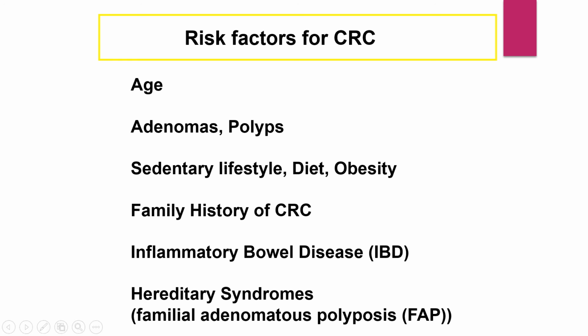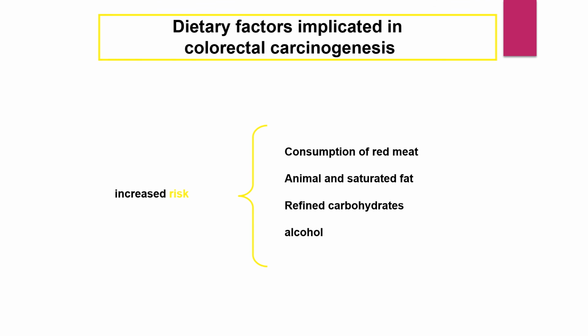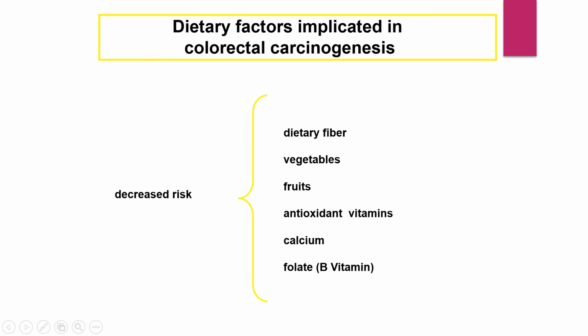These are different risk factors for development of adenocarcinoma: age, adenomas, polyps, sedentary lifestyle, diet, obesity, family history, inflammatory bowel disease, and hereditary syndromes. Refined carbohydrates, alcohol, fewer dietary fibers, vegetables, fruits, antioxidants, calcium, and folate are associated with colorectal carcinogenesis. Adenocarcinoma of the colon is the most common malignancy of the GI tract. It is a major cause of morbidity and mortality worldwide.